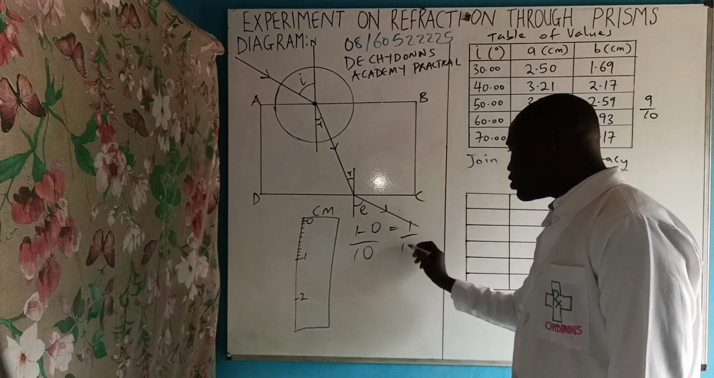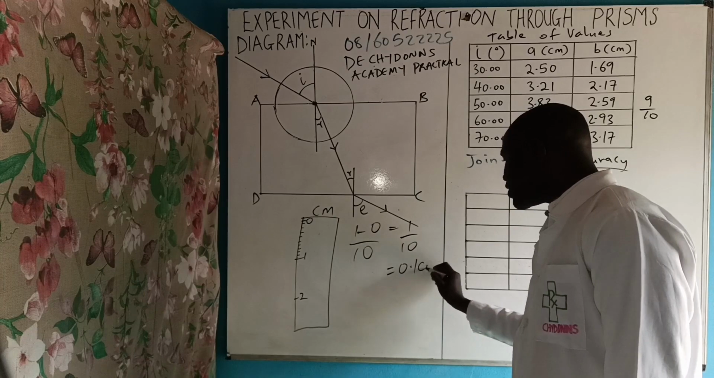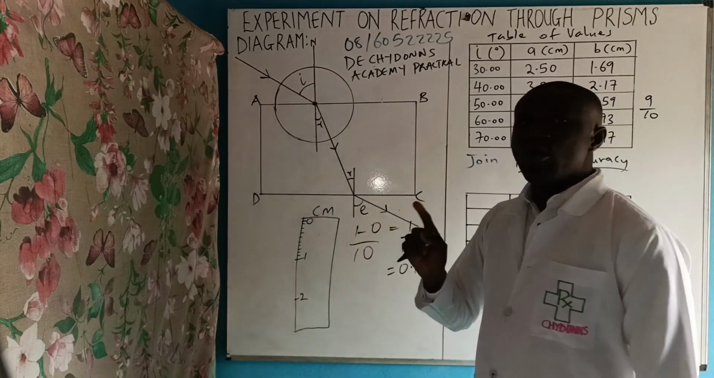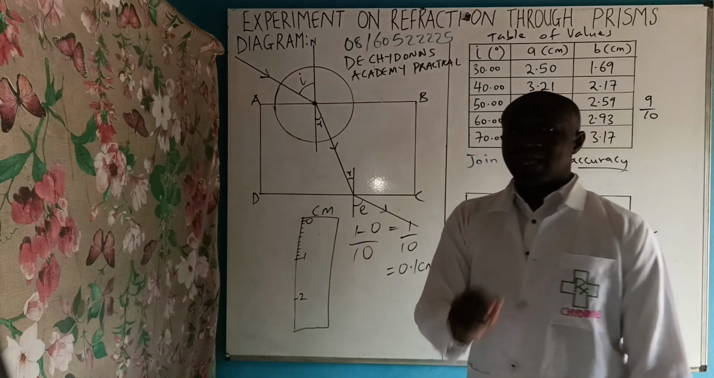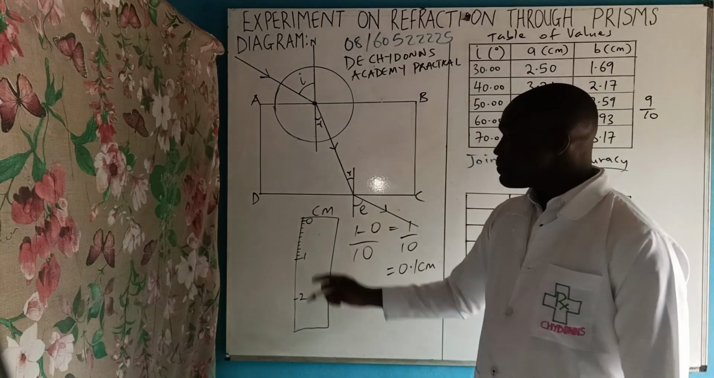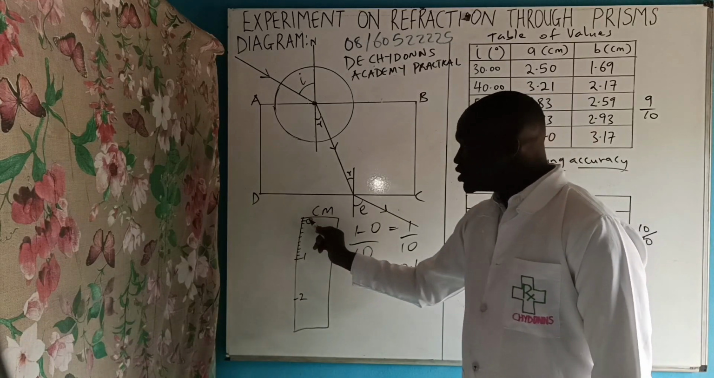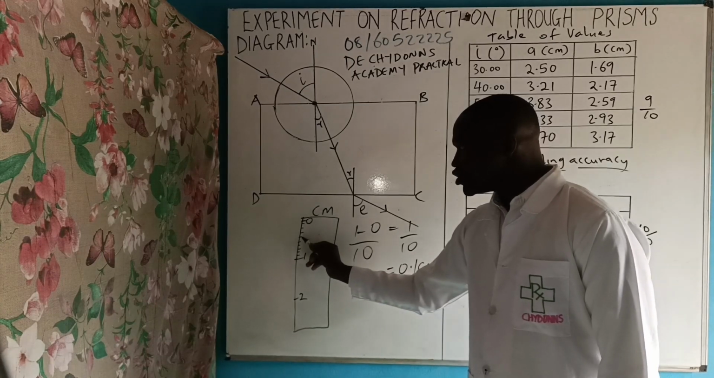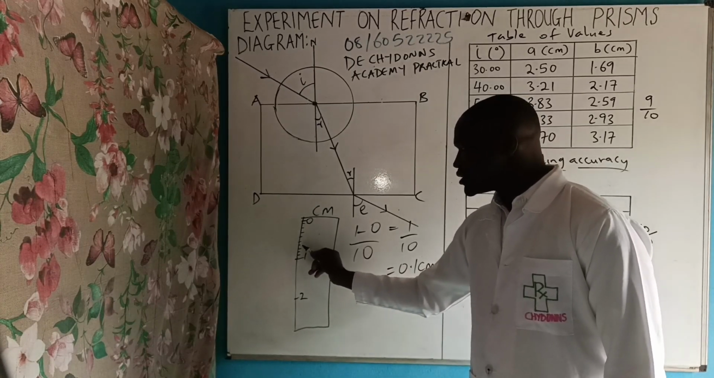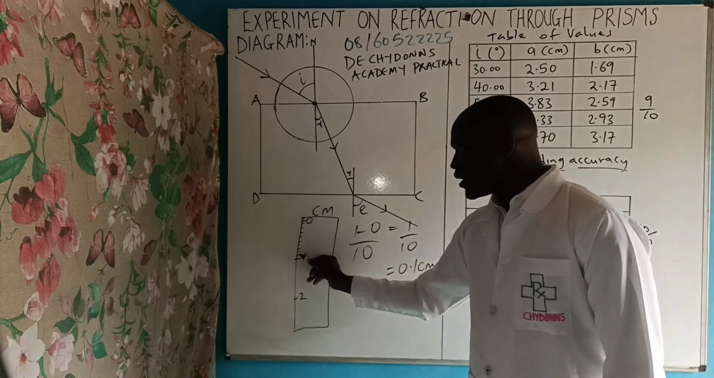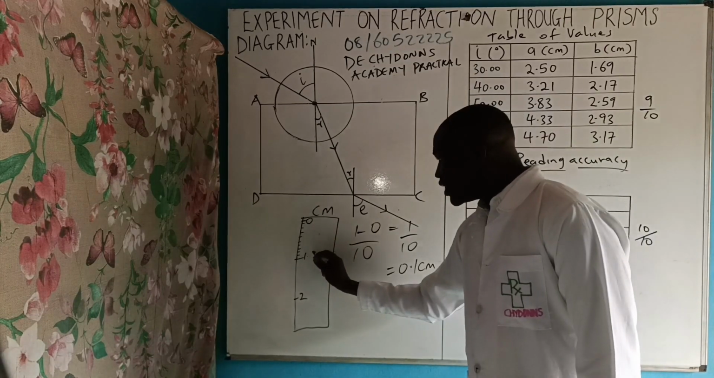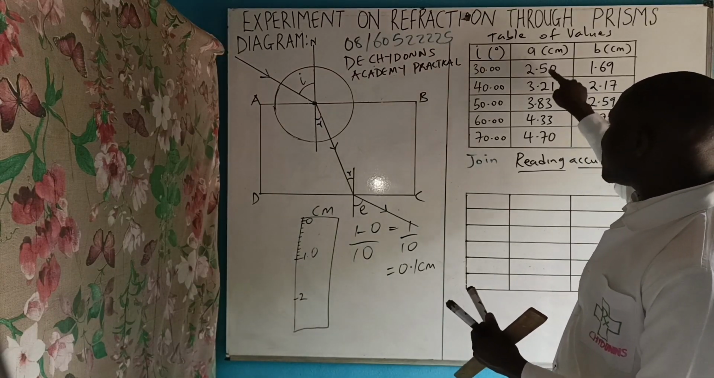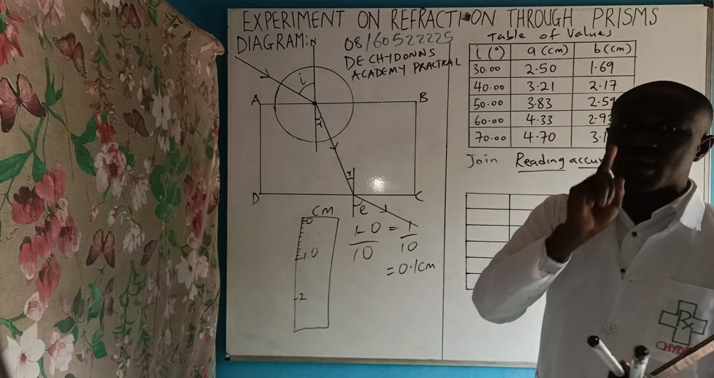That will be 1 over what? 10, equal to 0.1 centimeter. That means the least measurement I can get here is 0.1 centimeter. So in measuring anything using a ruler, you say 0, then this tiny one, 0.1, 0.2, 0.3, 0.4, 0.5, 0.6, 0.7, 0.8, 0.9, 1.0. That means it's going by 0.1 centimeter, and so this measurement you see here must go by that 0.1 centimeter.